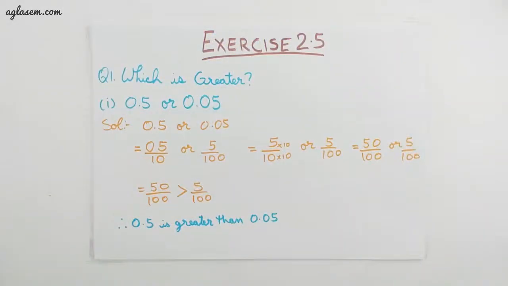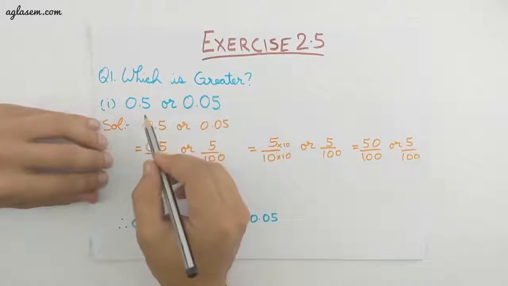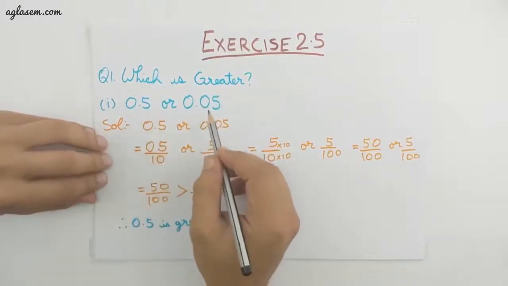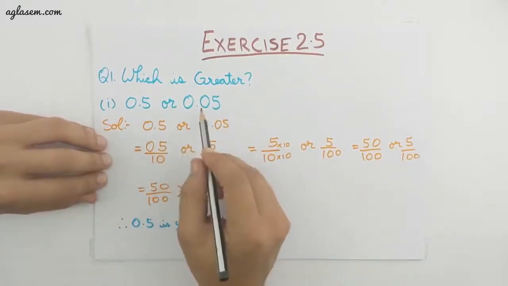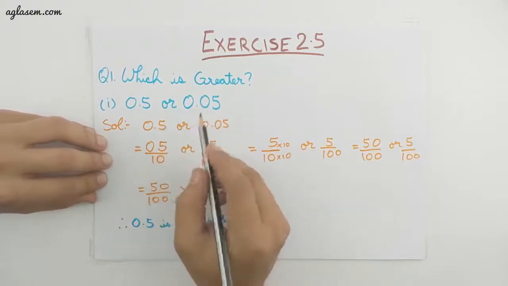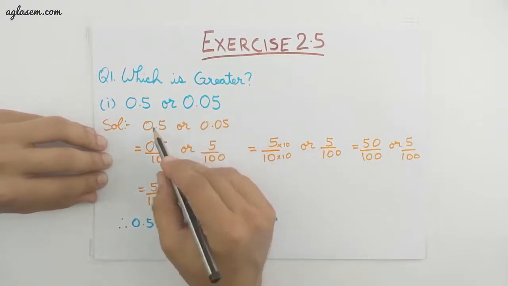Let's start with exercise 2.5. The first question is, which is greater, 0.5 or 0.05? Which side is greater? To make them equal, we will first remove the decimal.